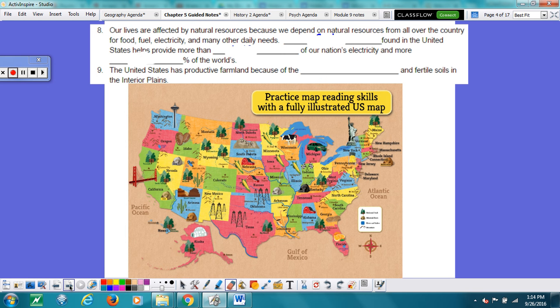Our lives are affected by natural resources because we depend on natural resources from all over the country for fuel, food, electricity, and our daily needs. Coal, found in the U.S., helps provide more than half of our nation's electricity and more than 25% of the world's electricity. In the United States, we have productive farmland because of the climate and fertile soils that are located in the interior plains.